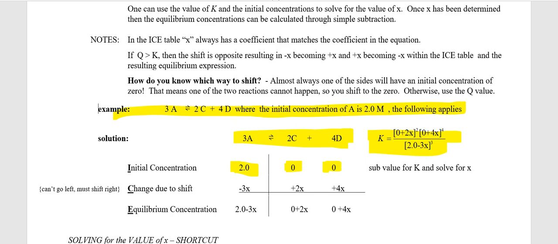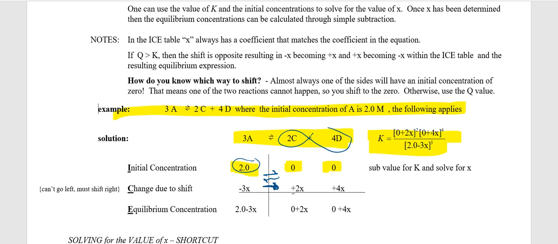Now, which way will it shift? Remember, equilibrium is about going forward and going backwards. We can go forward because we have some amount of A. We can't go backwards because we don't have either one of these. Can't react things that you don't have. So the reverse reaction is not going to happen, and the only way it's going to go is to the right.